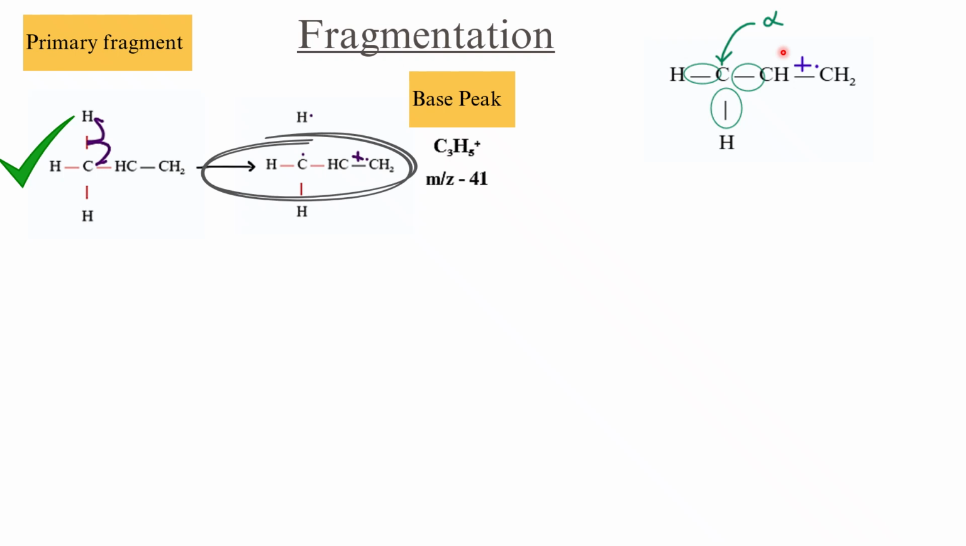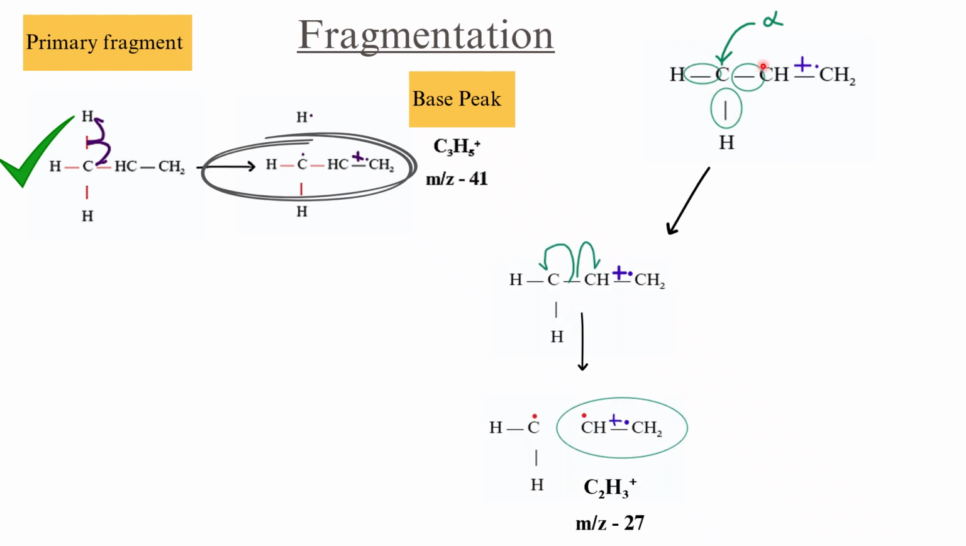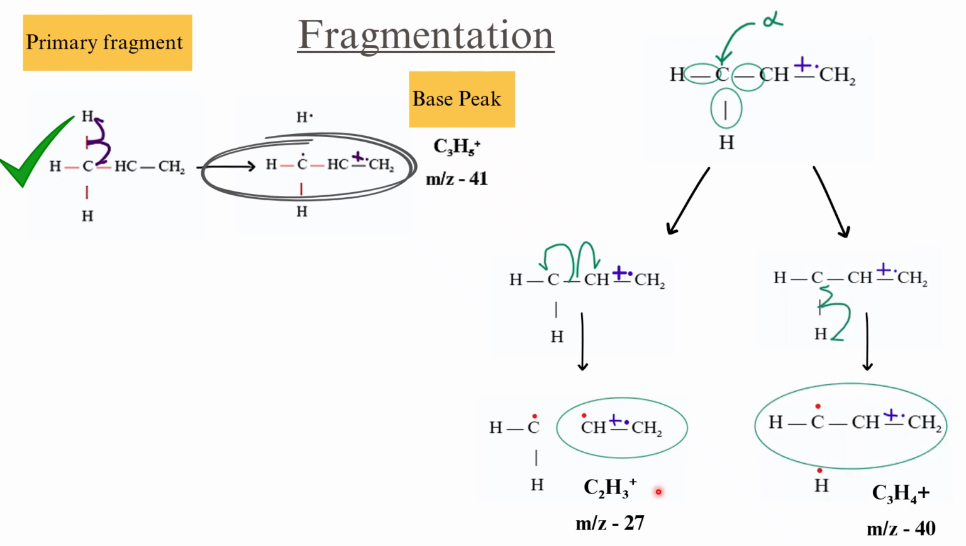Now if I carry out the fragmentation, I know that it is going to happen at the alpha carbon. So this is my alpha carbon and these are my alpha bonds. So there are two ways. I can either break one of these hydrogen bonds or I can break this carbon-carbon bond. If I break this carbon bond, I'm going to end up with this species having the m/z value 27. And if I break one of the hydrogen bonds, this is what I'm going to end up with. I can see that again this is an allylic cation and this is a vinylic cation, and as discussed, allylic cation will be more stable than vinylic cation. So this will be my subsequent peak.